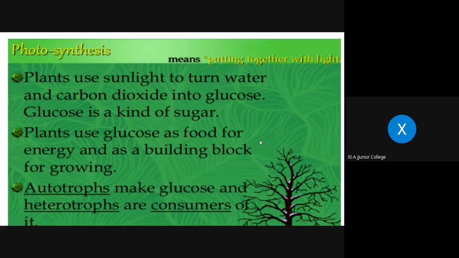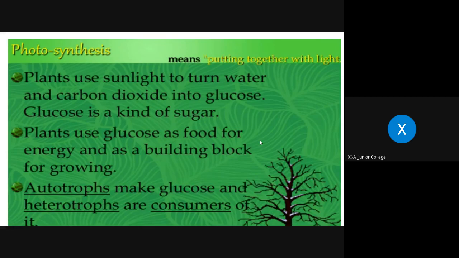Now plants use sunlight to turn water and carbon dioxide into glucose, and glucose is a kind of sugar. Everybody knows that, we have learned biomolecules. Plants use glucose as food for energy and as a building block for growing. Autotrophs make glucose and heterotrophs are consumers of it, as I explained in the food chain and food web. Have you understood? Auto means self, hetero means different, depending.